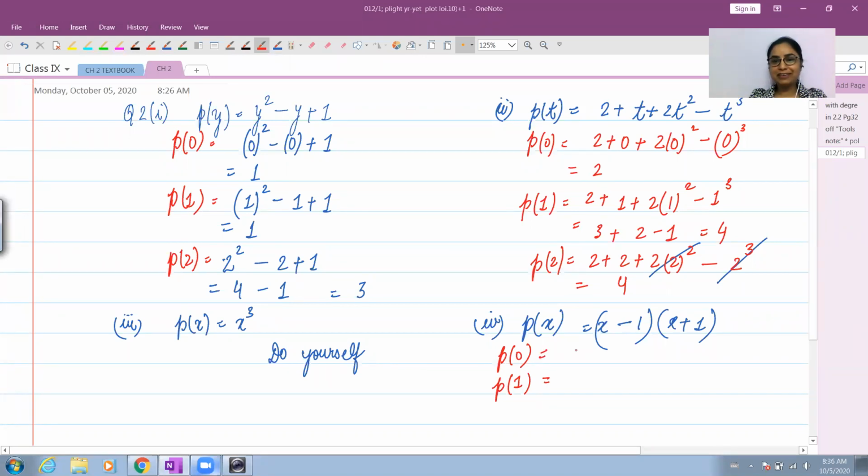So this is what we have: P(x) equals (x minus 1)(x plus 1). You just replace the values and solve. So this will be minus 1 plus 1.